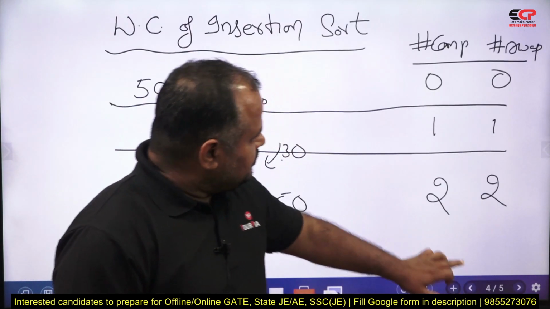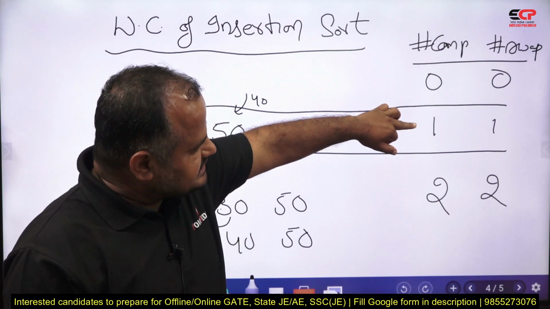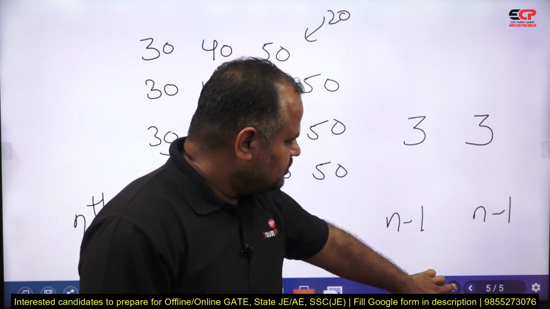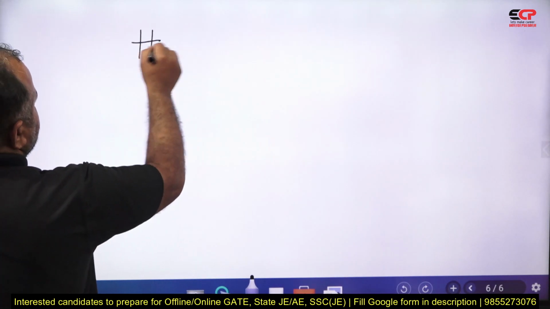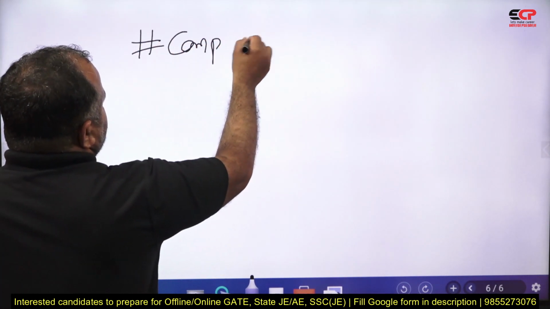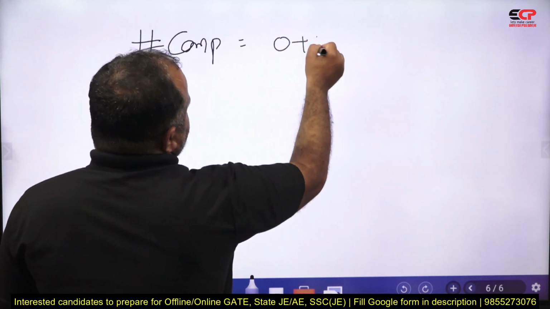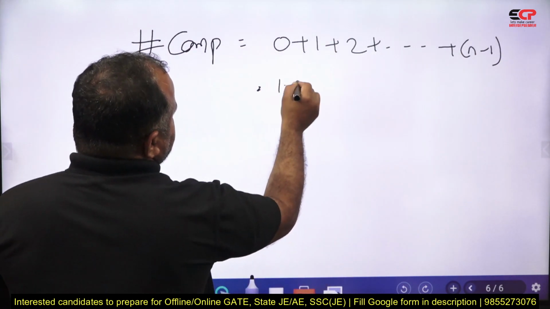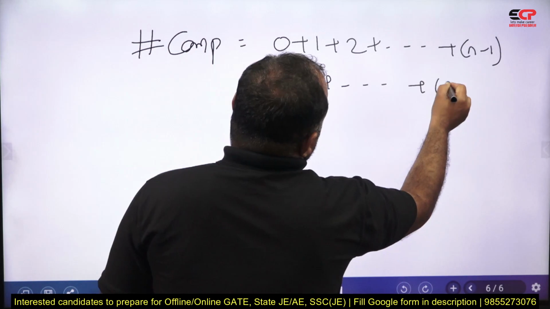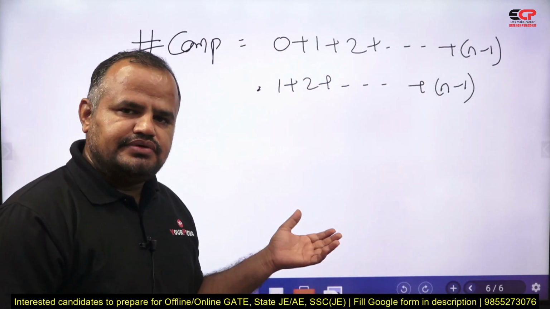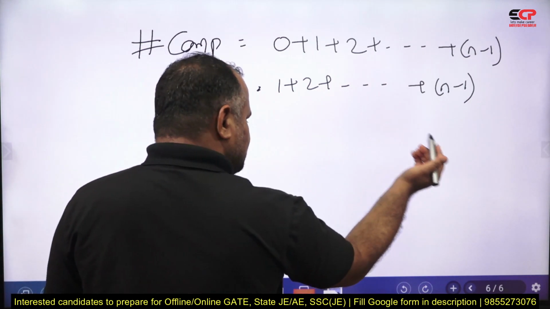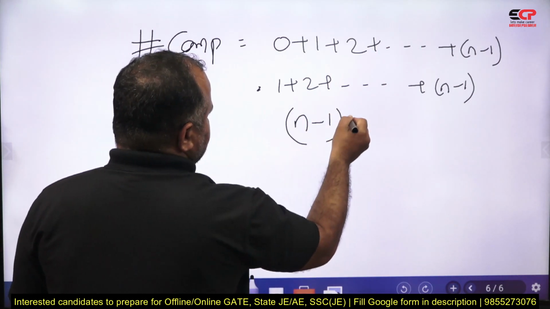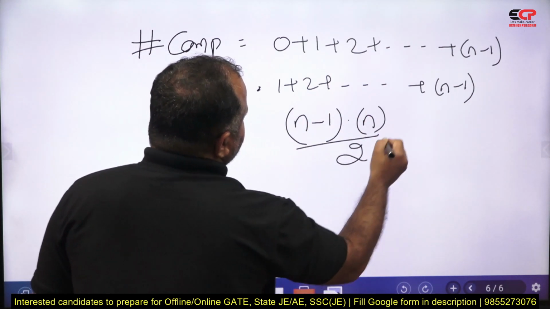So if we see, our total number of comparisons is 0, then in the next iteration 1, then 2, then 3, then 4, and then n minus 1. So the total number of comparisons I have: first one is 0, then 1, then 2, up to n minus 1. Or you can say 1 plus 2 plus up to n minus 1. This is the sum of the first n minus 1 natural numbers. If we talk about n numbers, it is n into n plus 1 by 2. For n minus 1, it is n minus 1 into n by 2 number of comparisons.